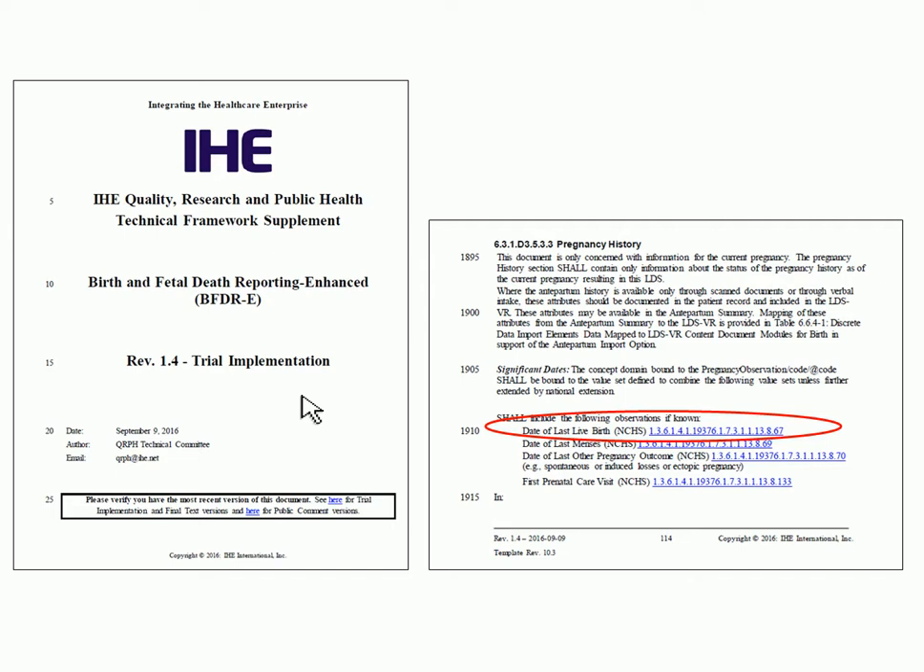There are a lot of requirements in the implementation guide, and we won't look at them all. If we skip down to the bottom of page 114, you'll see pregnancy history. And the requirement is that the BFDRE document shall include the following observation if known: date of last live birth. And the OID for that value set is given. If you click on that link, it's underlined in blue because it's a hyperlink. The implementation guide will take you directly to the PHIN-VADS value set. So that's one way you can access PHIN-VADS from the implementation guides in IHE and HL7.